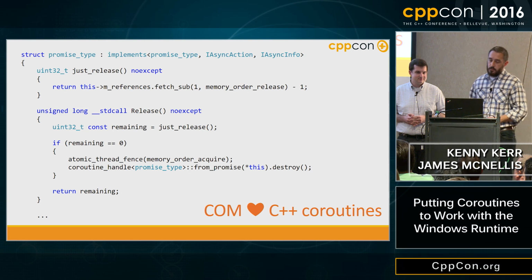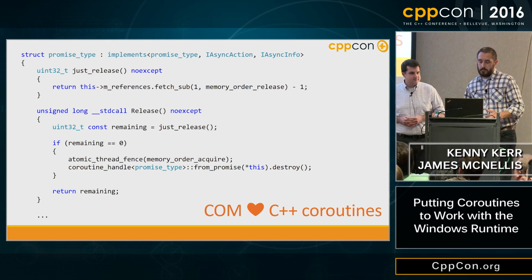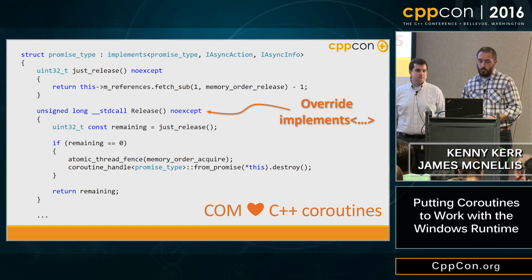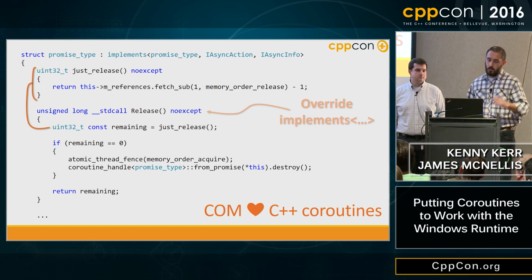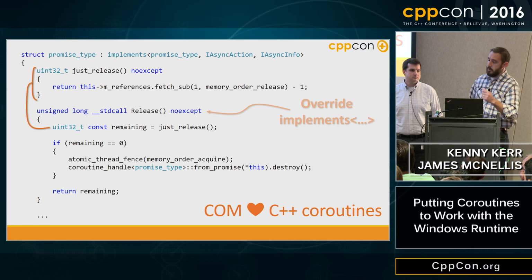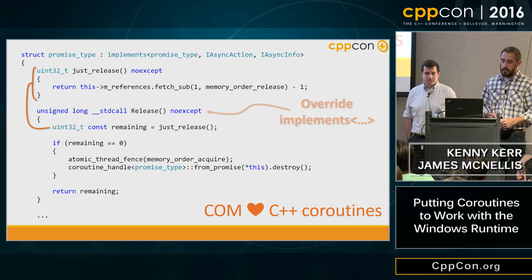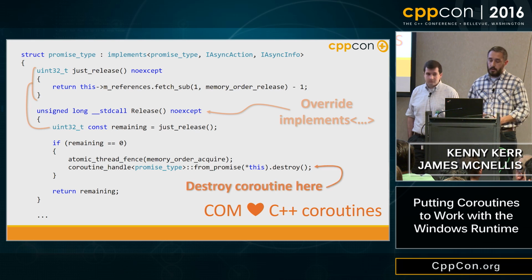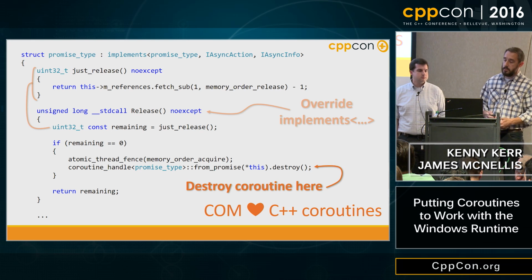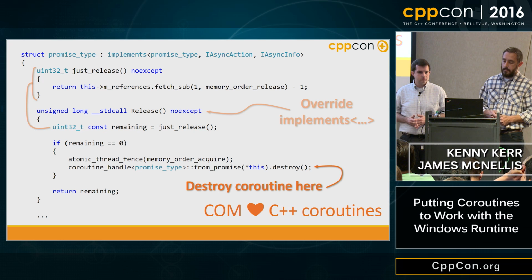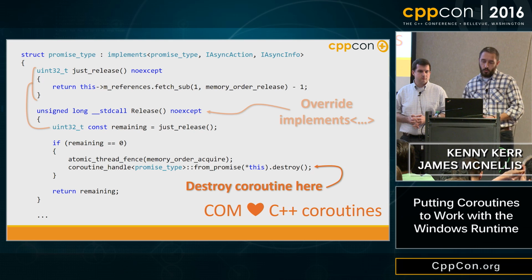So what we need to do is override the Release method provided by the implements class template to do a little bit more interesting work. The first thing we do is hoist up the just-release. We take that decrement operation and hoist it up as a separate function so that we can reuse it a little later on. If the count reaches 0, we can safely destroy the coroutine because we know that there are no outstanding references.